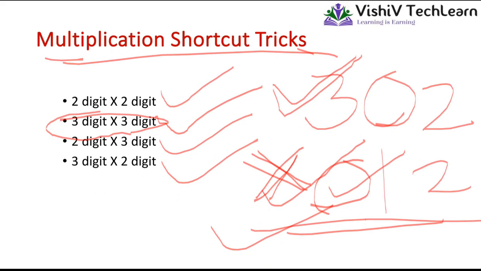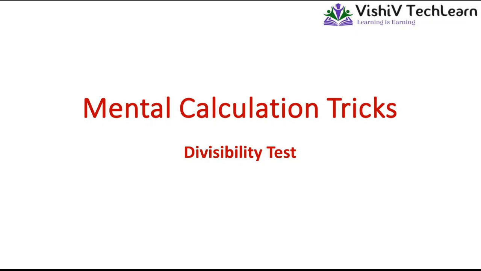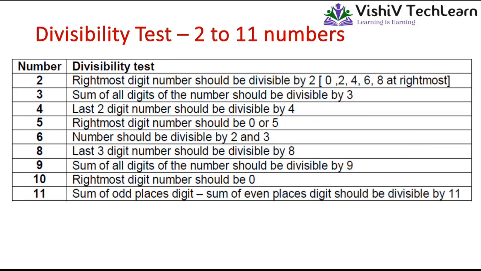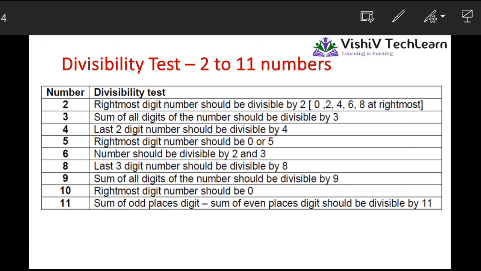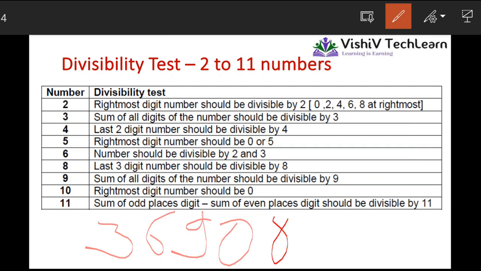Further we have the divisibility test as one of the shortcut tricks. So let's understand what exactly this divisibility test is. Basically if we come across any number, let's say we write here one number, 36908 let's say, this is the number. Now if we have to check whether this entire number is divisible by 2 or whether it is divisible by 3 and 4 and so on, this is the divisibility test.